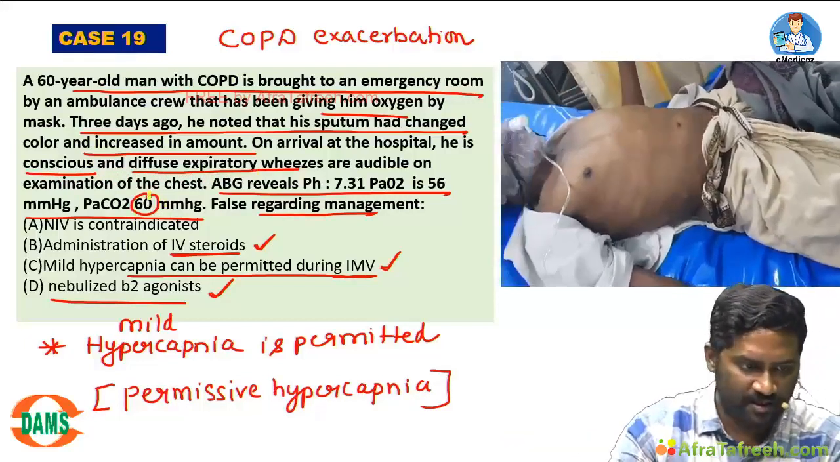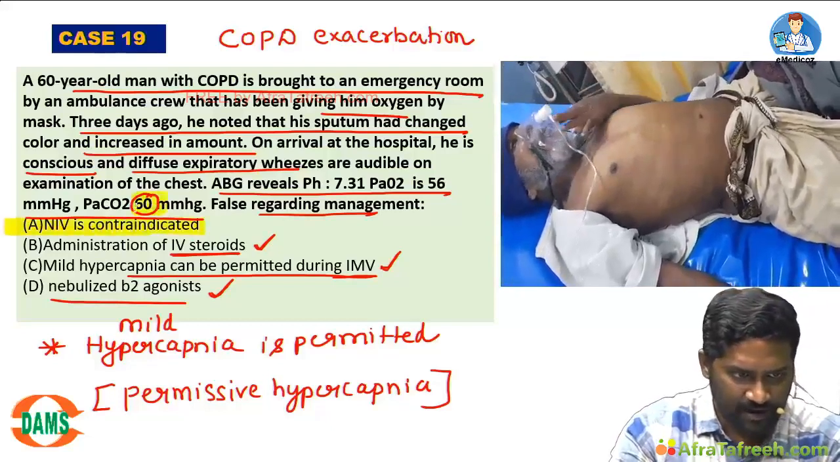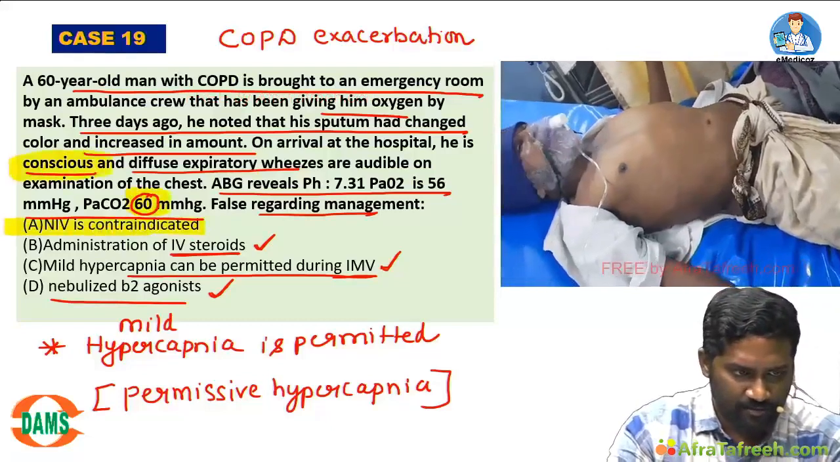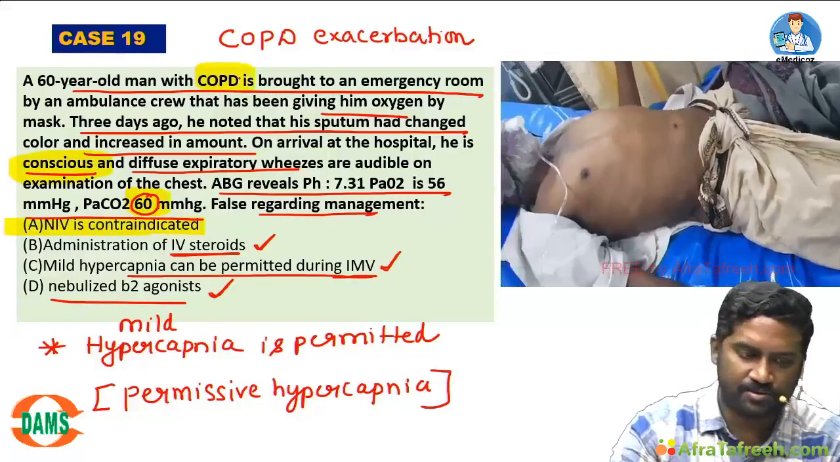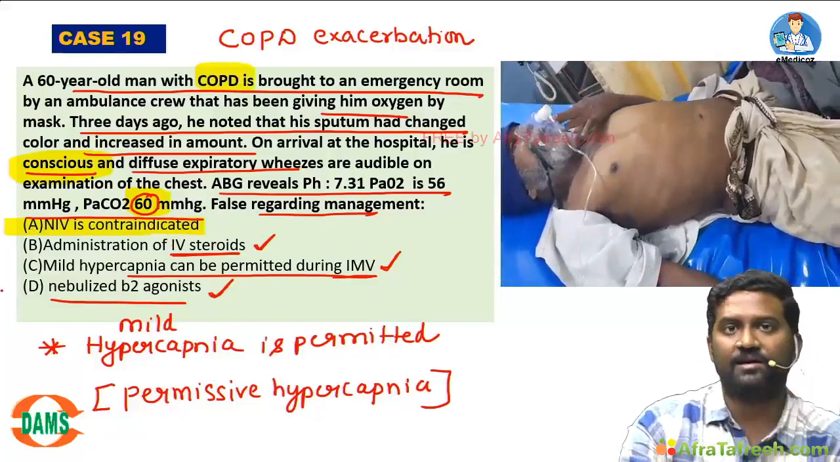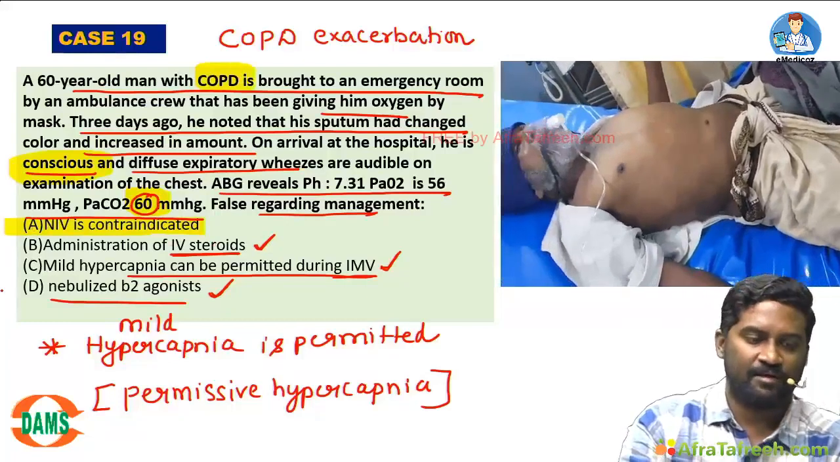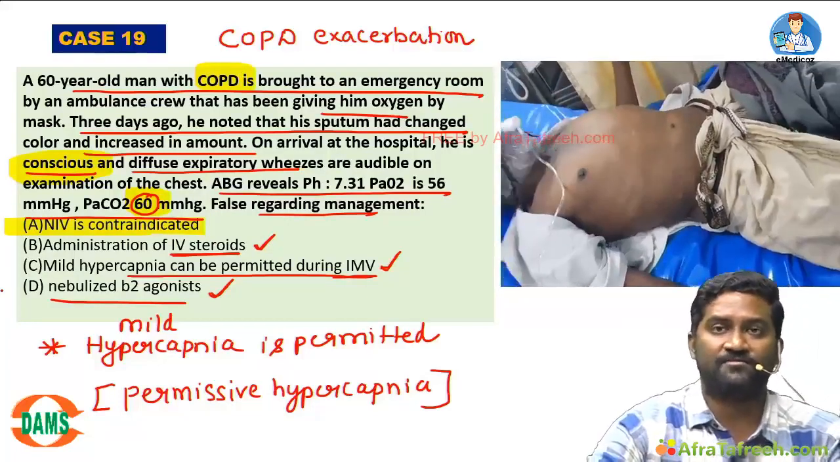Whereas the first option, NIV is contraindicated. See, this is a type 2 respiratory failure. The patient is conscious. He is a COPD patient. What should be started? NIV. So NIV is contraindicated is the wrong option. Answer A.